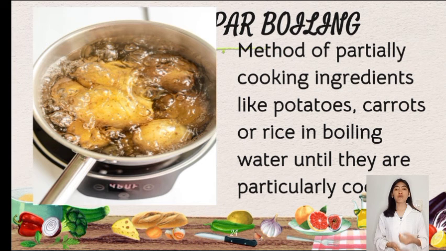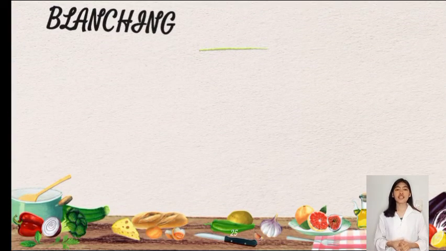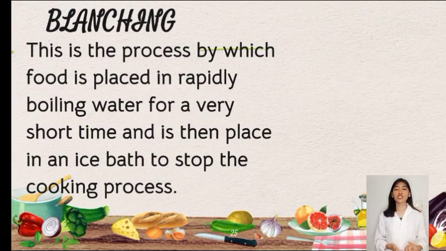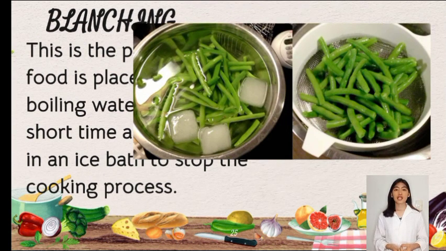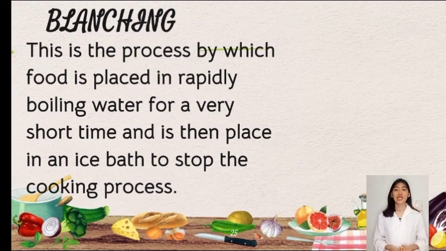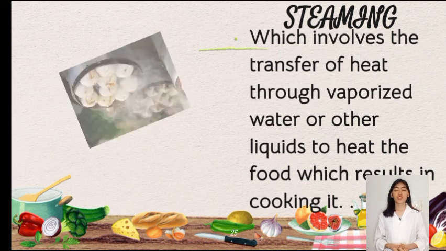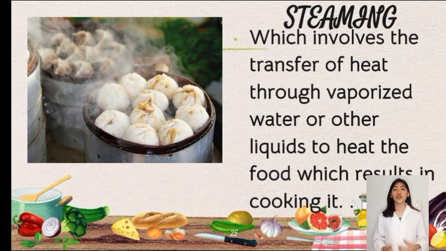So the difference between parboiling and blanching is that when you blanch, you have to submerge it in cold water, but parboiling, no need to submerge. Next is blanching. This is the process by which food is placed in rapidly boiling water for a very short time and is then placed in an ice bath to stop the cooking process. Blanching is used to partially cook or to retain and improve the color of the food. And then, we also have steaming, which involves the transfer of heat through vaporized water or other liquids to heat the food, which results in cooking it.